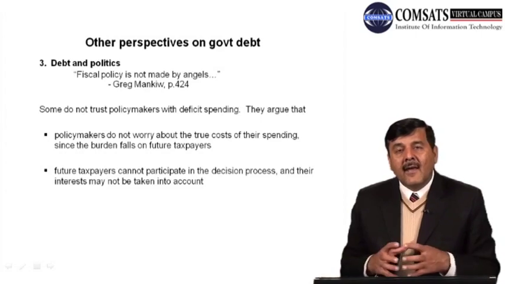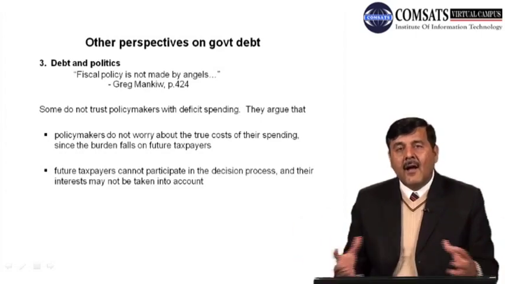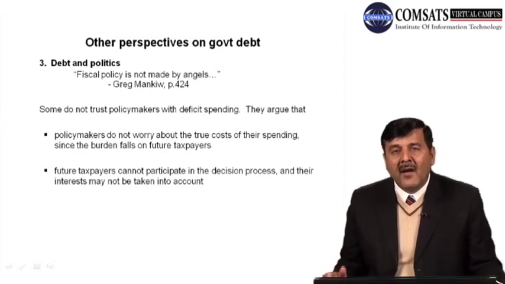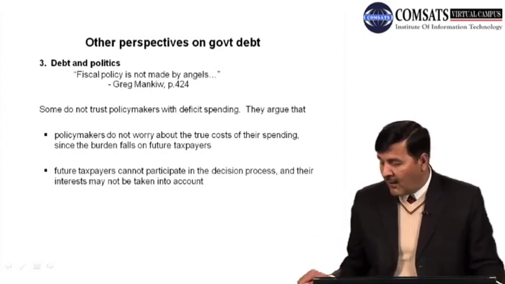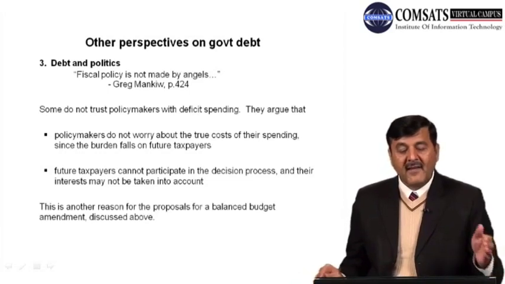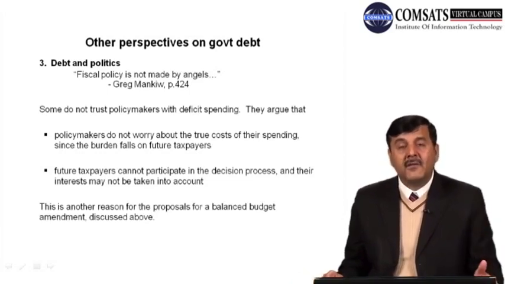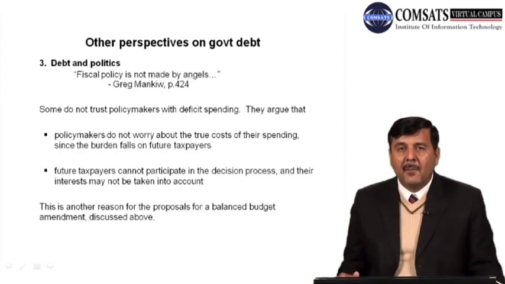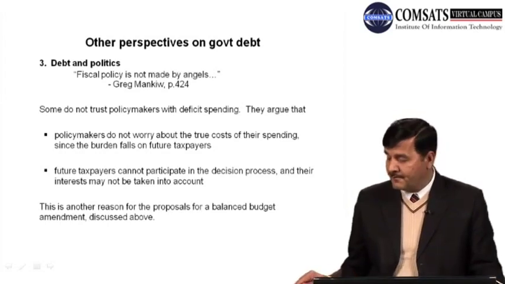So they say that future generations are not looked after, and they are not taken into consideration when decisions are made by policymakers, especially on fiscal policy. So this is another reason for the proposal for a balanced budget amendment discussed above. So this is a reason that the government may want to enforce a balanced budget in the US economy.